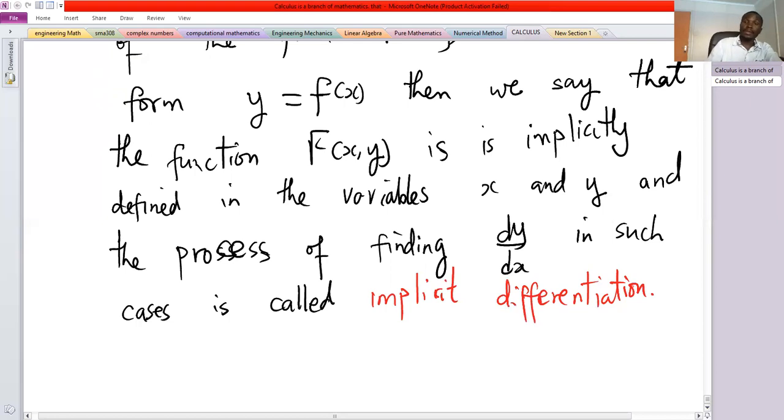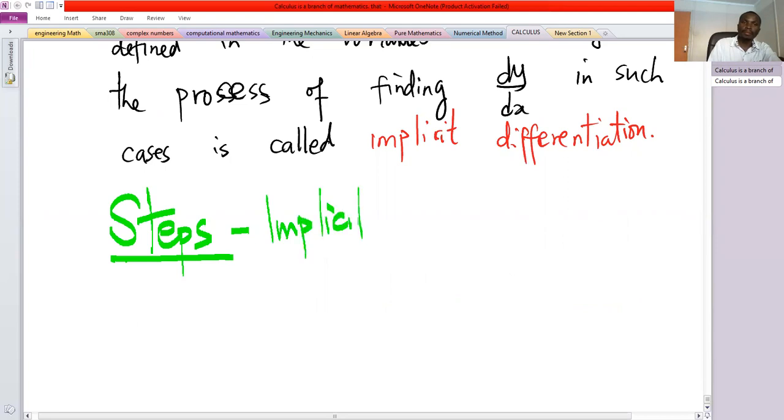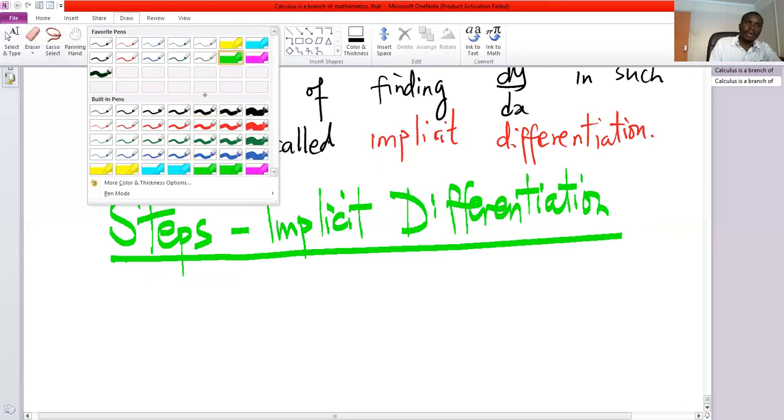So now what we're going to do is give the steps on how to carry out implicit differentiation, and then in the next session we'll give examples on how to carry out implicit differentiation. So, steps for carrying out implicit differentiation. There are 4 main steps.